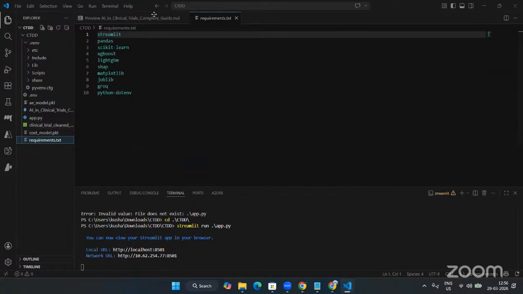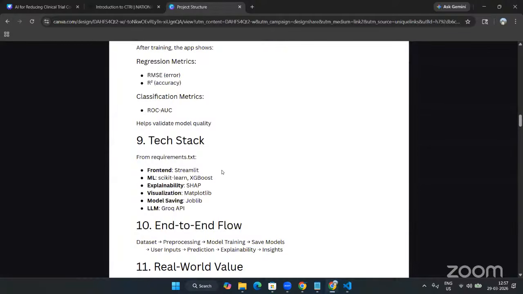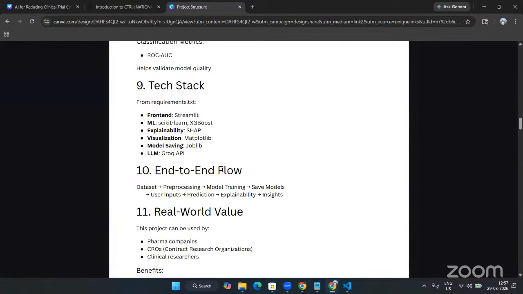So it has got Streamlit, Pandas, scikit-learn, XGBoost, LightGBM, SHAP, Matplotlib, Joblib, Groq, and python-dotenv. These are the technologies used in the project, which we can see here in the requirements.txt file.